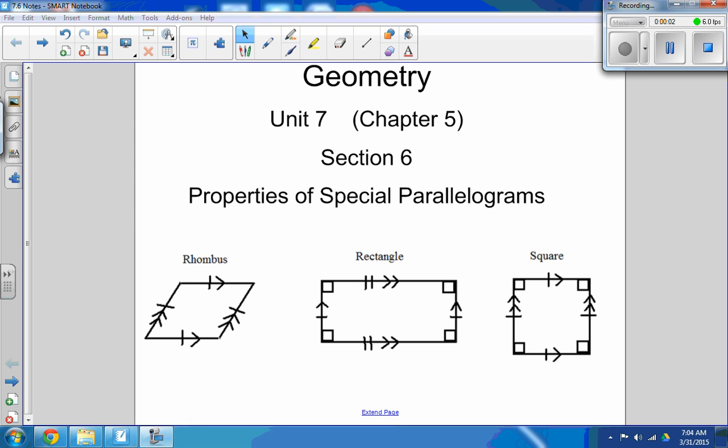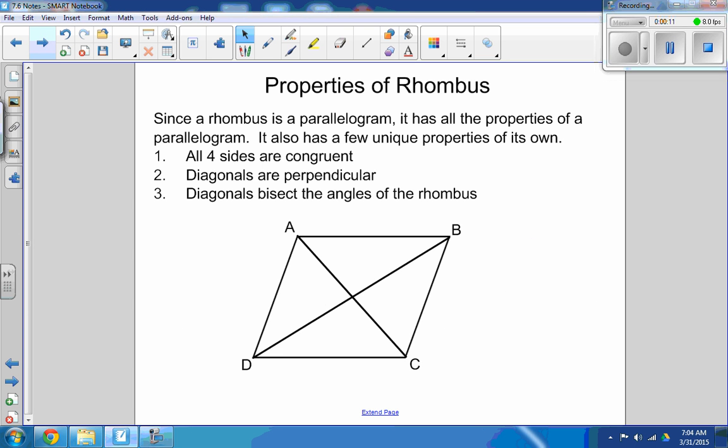Geometry, Unit 7, which is Chapter 5 from the book, Section 6, Properties of Special Parallelograms. So let's look at our first special parallelogram. We're going to look at a rhombus.